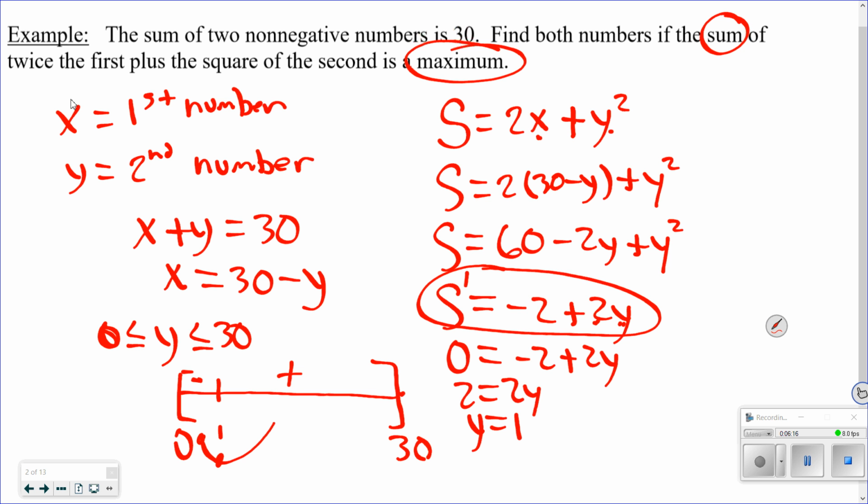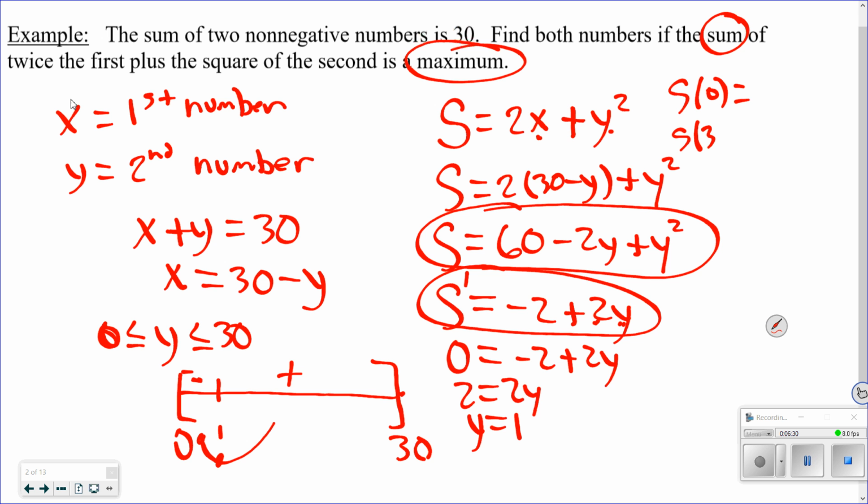is 0 or this endpoint when x is 30. All I'm going to do then is come back up to my original equation right here, and I'm going to plug 0 in for y and find out what I get. So s of 0. Then I'm going to plug 30 in for y and find out what I get. And whichever one's the biggest has to be my maximum. So if I plug 0 in, I'd get 0. If I plug 30 in, 2 times 30 is 60. 60 minus 60 is 0, plus 30 squared. 30 squared is 900. So my max is definitely when y equals 30.